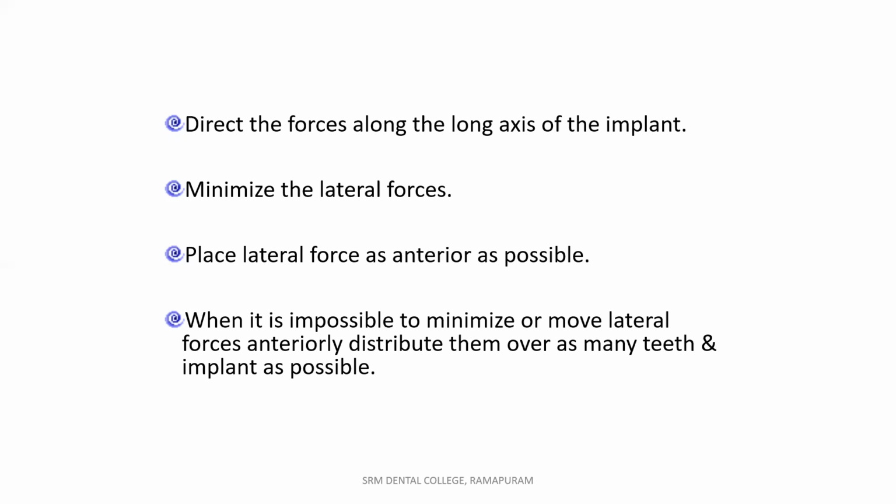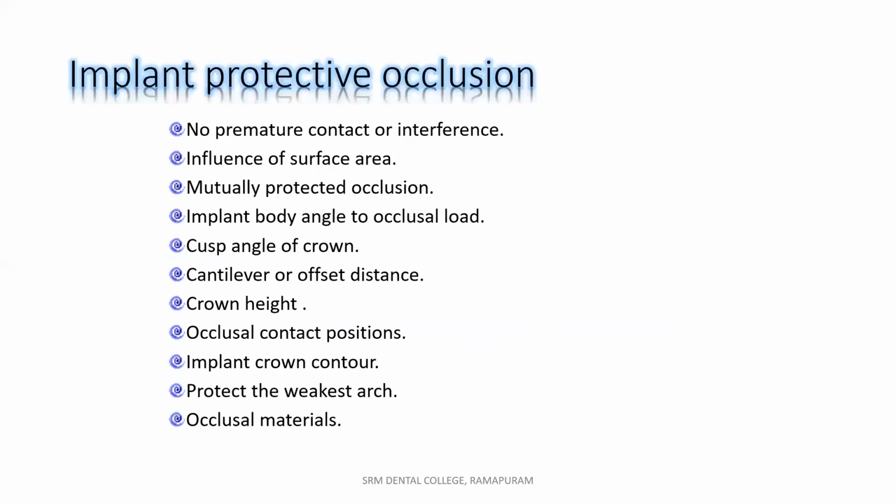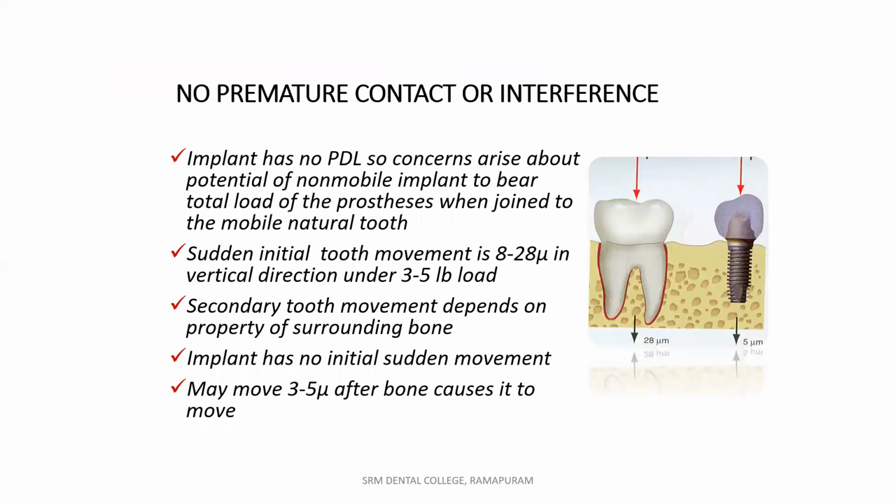So if it is impossible to neglect any lateral forces, we can distribute them anteriorly over as many teeth or implants as possible. These are the certain factors which influence the implant protected occlusion. So starting with premature contact or interference. Implant has no periodontal ligament.